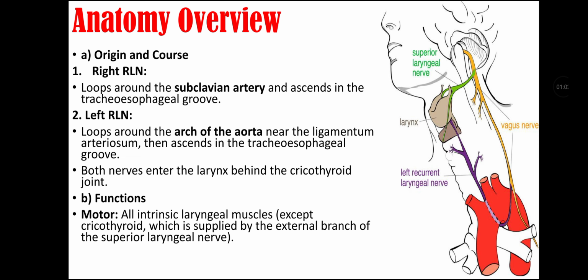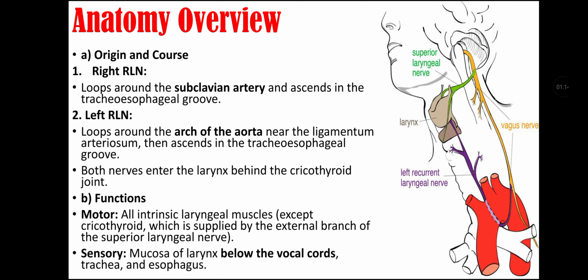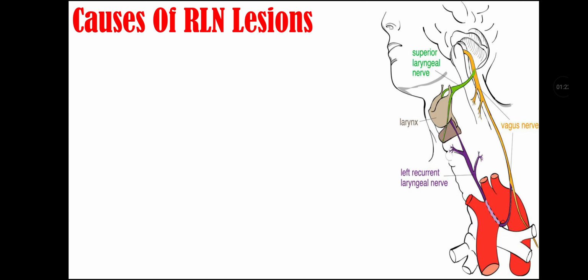Function of recurrent laryngeal nerve: it has motor function as it supplies all intrinsic laryngeal muscles except for the cricothyroid, which is supplied by external branch of superior laryngeal nerve. It also has sensory function as it supplies the mucosa of larynx below the vocal cord, and also supplies the mucosa of trachea and mucosa of esophagus.